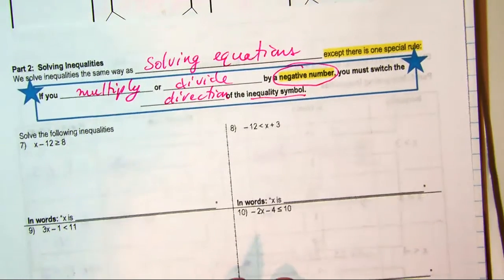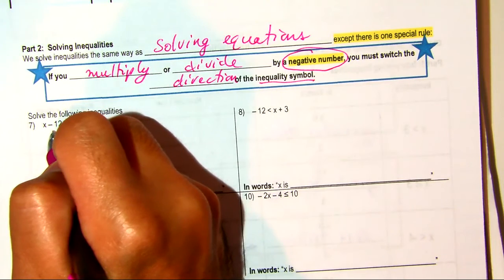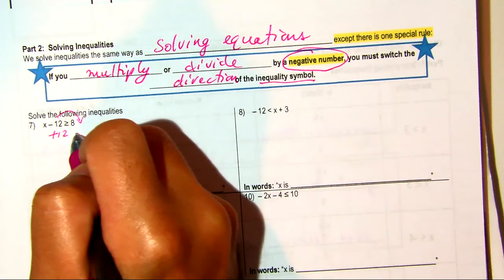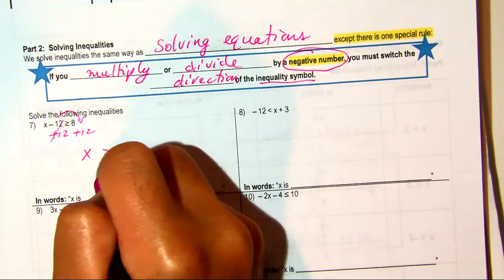So let's begin on this. Minus 12, meaning we're gonna plus 12. 12 goes to the right hand side, plus 12. So x is greater than or equal to 20.